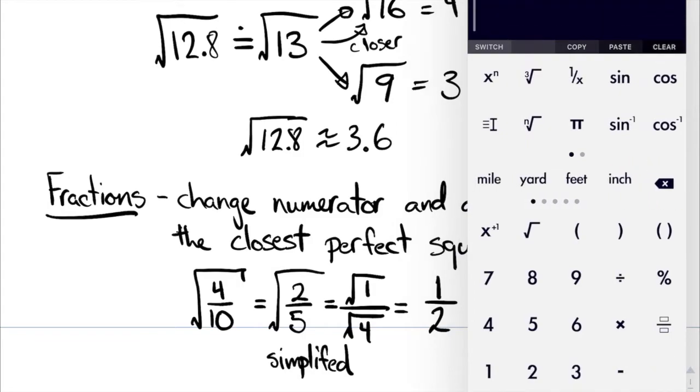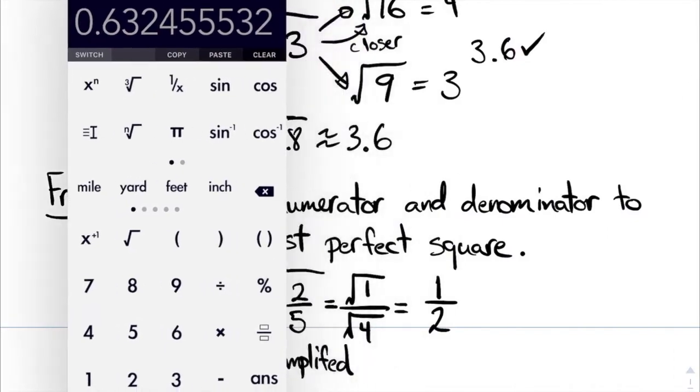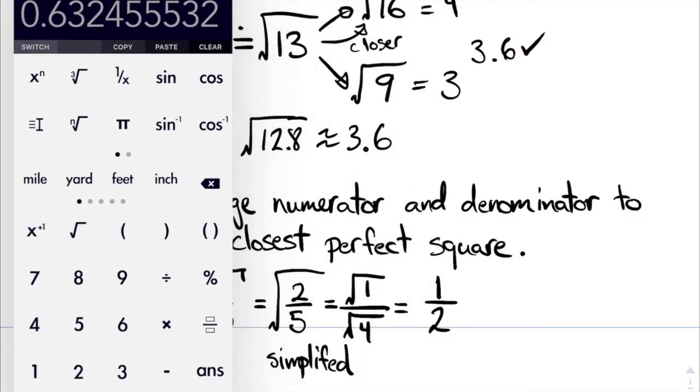When I plug this into a calculator, it still works. It's not a perfect answer. I get 0.6, but that's pretty close, and for estimation purposes, that's good enough.